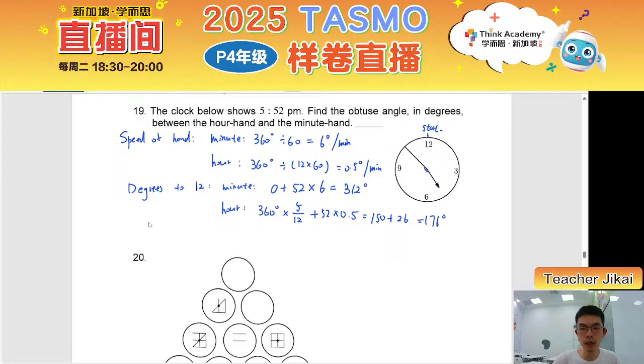So we know the answer, right? It is 312 degrees minus 176 degrees. So it is 136 degrees. Yep, 136. Okay.